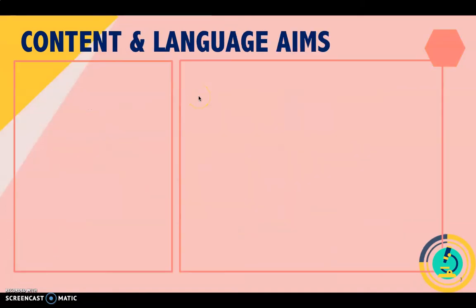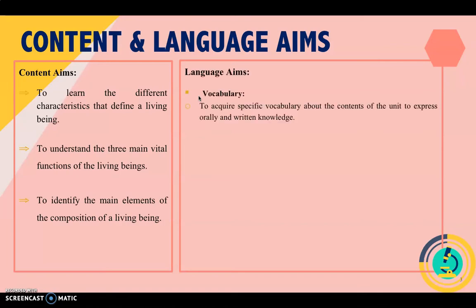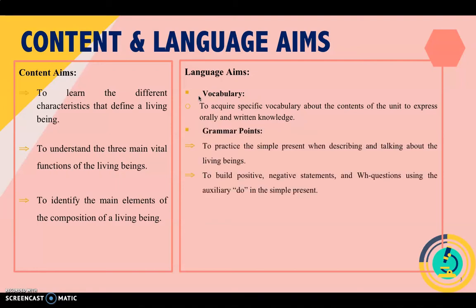This way, the main content aim of these lessons are to learn the different characteristics that define a living being, to understand the three main vital functions of living beings, and to identify the main elements of the composition of a living being. In terms of language, students are going to be able to acquire specific vocabulary about the contents, and they will be able to express oral and written knowledge.